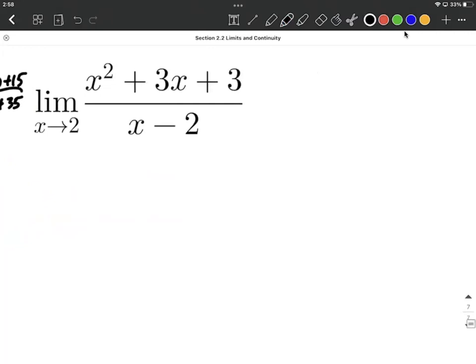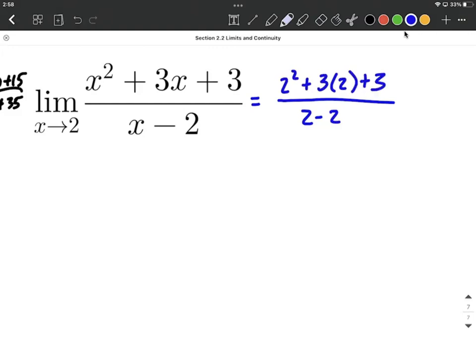All right, let's try something similar with this next one. The limit as x approaches 2 of x squared plus 3x plus 3 all over x minus 2. The first thing I'm going to try to do is replace each one of my x's with 2's. Now in the denominator, that's going to make 0. But in the numerator, we get 2 squared plus 3 times 2 plus 3 works out to be what? 4 plus 6 plus 3 all over 0? Or 13 divided by 0.